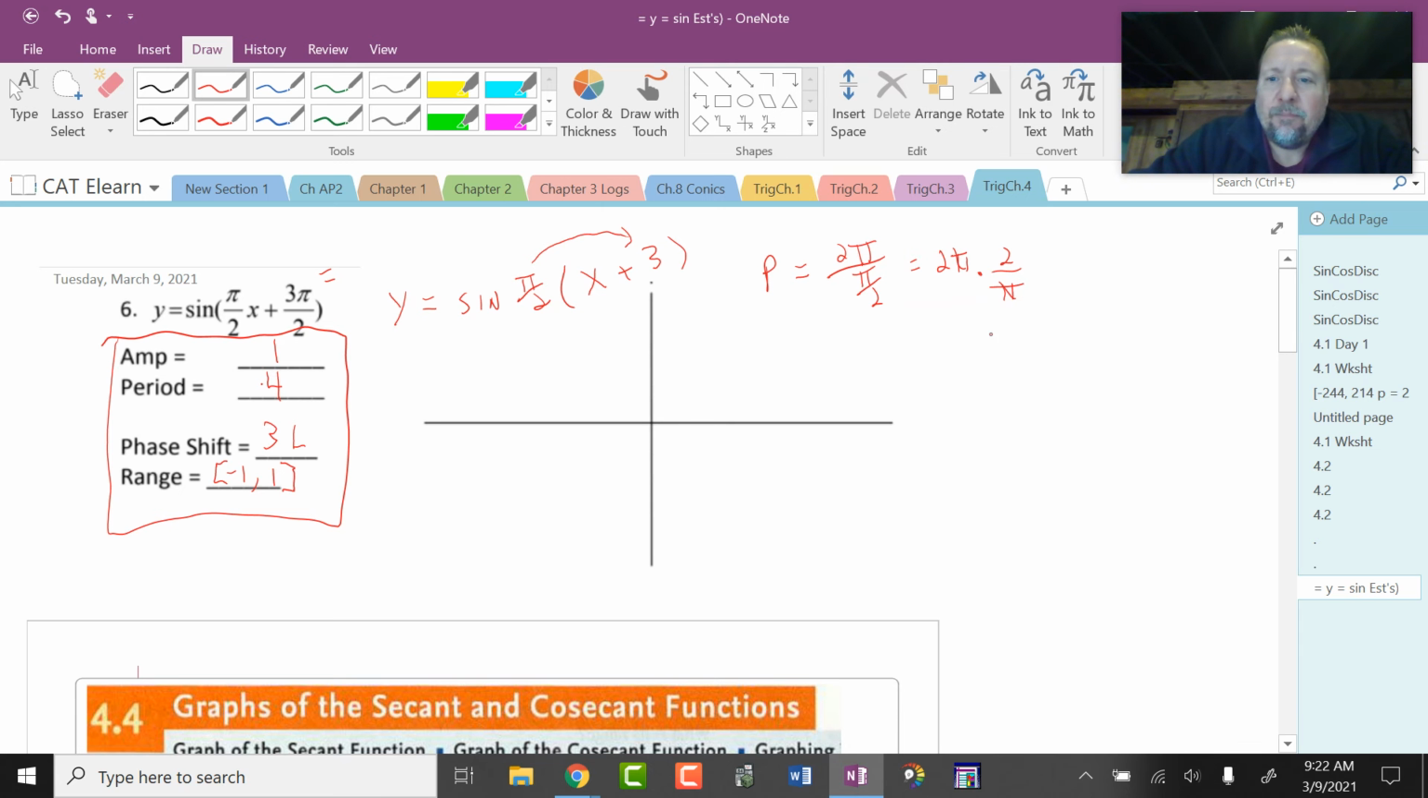Okay, this one dictates that you put the period off to the side. I don't have room off to the left, so I'll have to go to the right. Half of 4 is 2, half of 2 is 1. 1, 2, 3, 4. Those are the critical x-axis values before shifting 3 to the left. Now it says x plus 3, but 3 to the left is subtract 3. So here's where my graph starts.